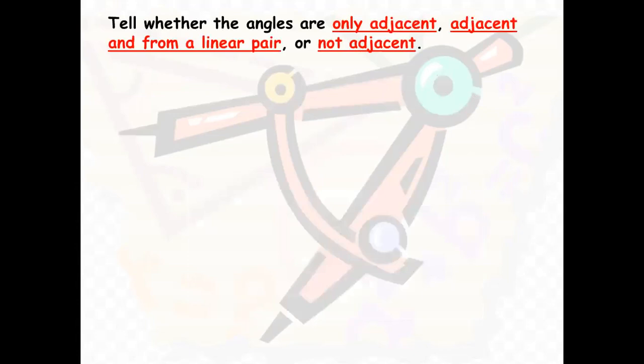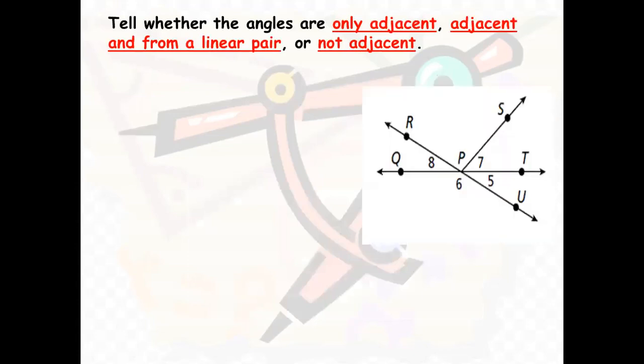Okay, now keeping that in mind, let's look at an example. Tell whether the angles are only adjacent, form a linear pair, or are not adjacent. Here it should be form, not from. So you have to choose any one option from this. Either you say that they are only adjacent, or you could say adjacent and form a linear pair. Now I explained, if it's a linear pair, it has to be adjacent, or not adjacent.